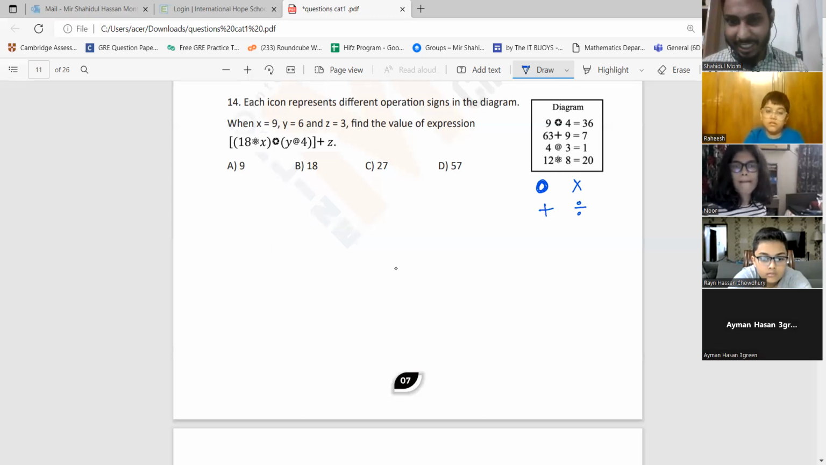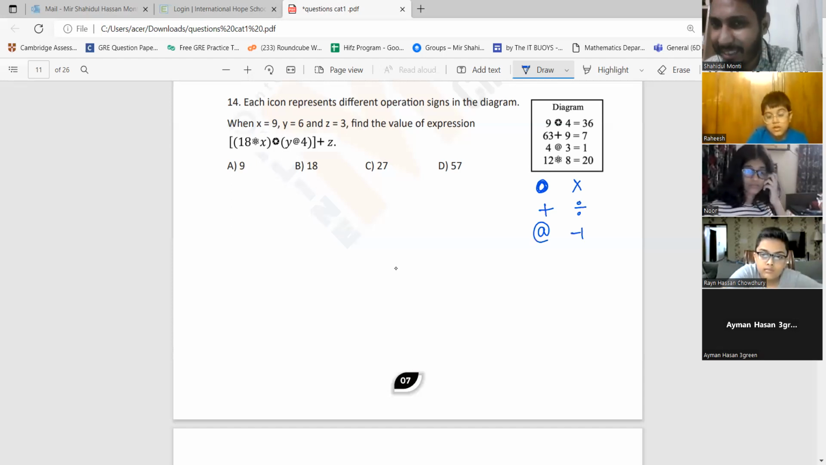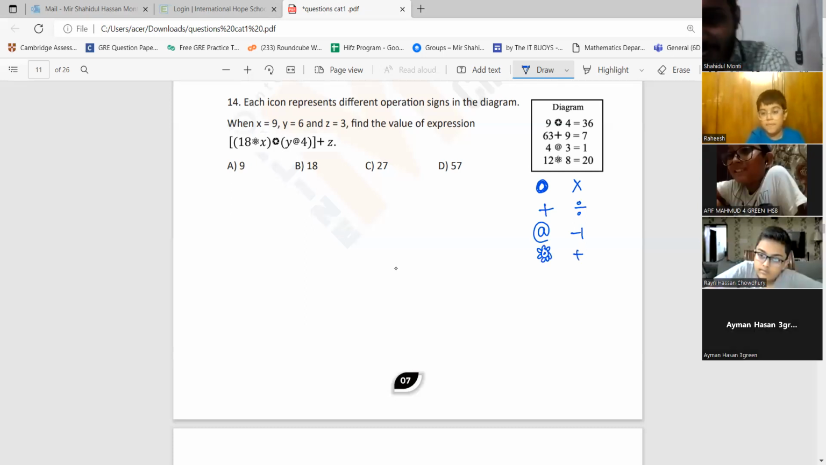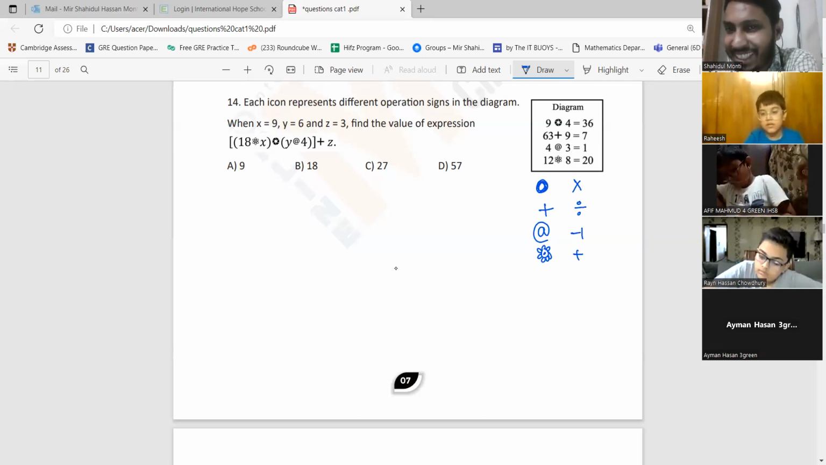We have to follow the rules here. Then we have this @ sign. The @ sign means minus, because 4 minus 3 is equal to 1. And then you have a flower-like pattern. Plus, it's plus. That is equal to plus. So the most confusing thing is, remember that plus means a division. The first one is a multiplication, but the plus is a division. The @ means a subtraction, and the flower thing is an addition.